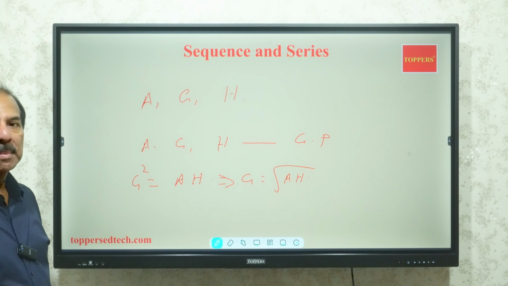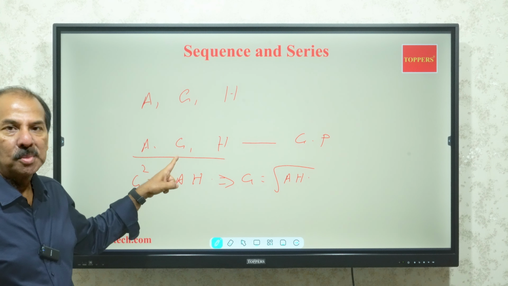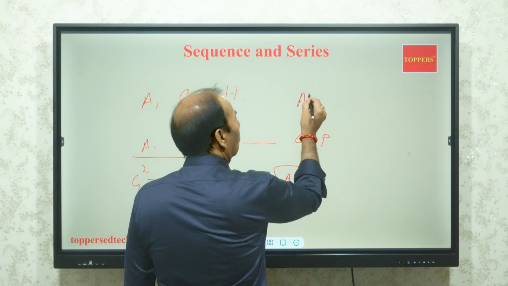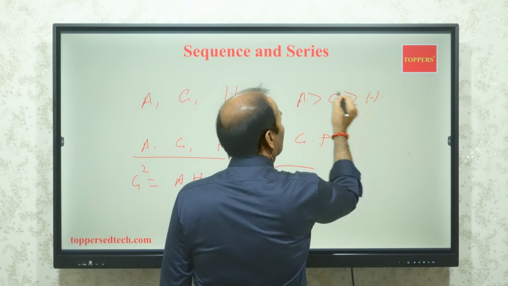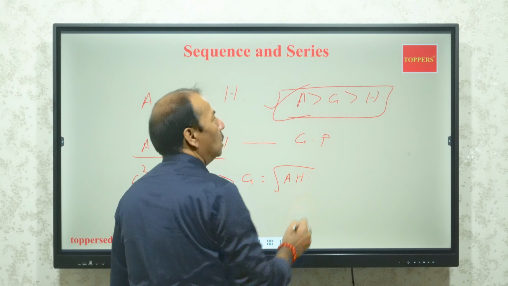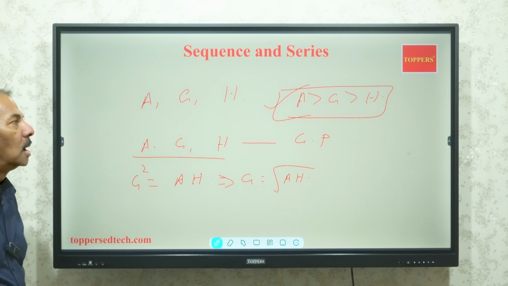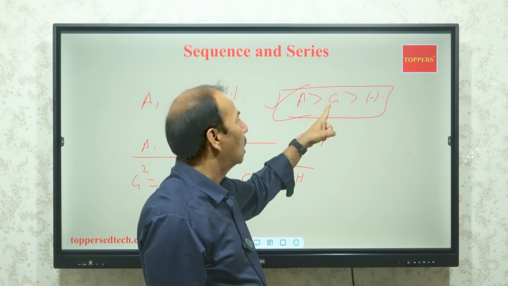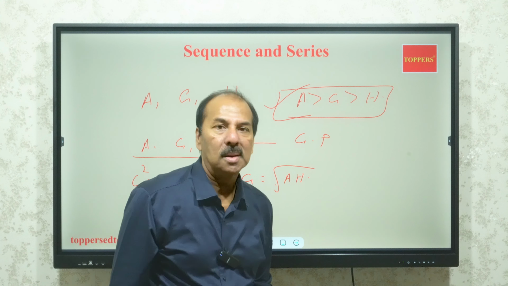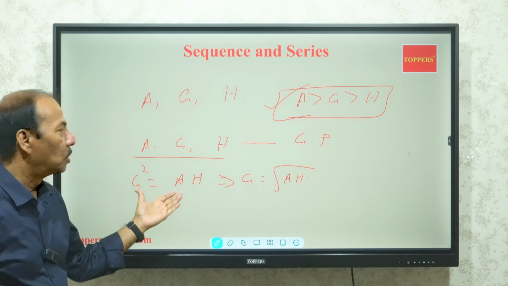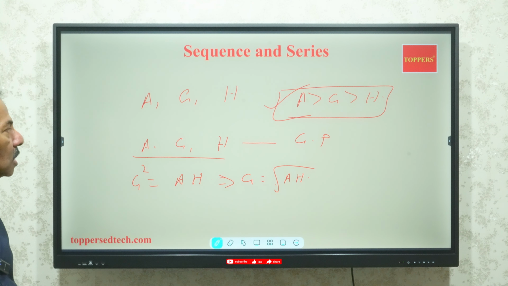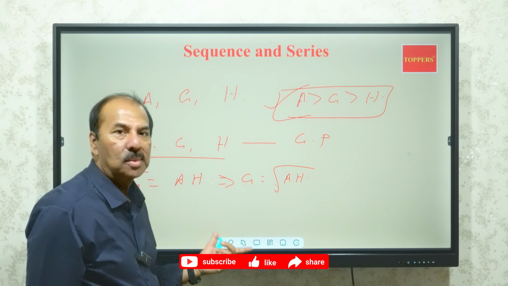Second property is that arithmetic mean is always greater than geometric mean, and geometric mean is greater than harmonic mean. Means A is greater than G and G is greater than H. So this relation we use very frequently. It is used to simplify some of the inequality based questions. So arithmetic mean is greater than geometric mean is greater than harmonic mean. So these are the two relations, two features, and wherever needed we can use them and we can simplify the questions. So we have discussed all these concepts.